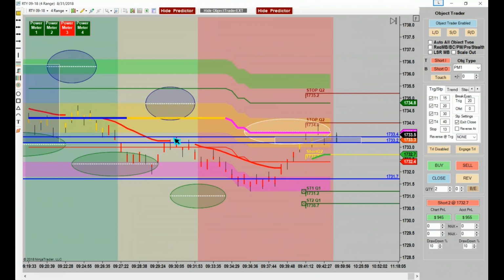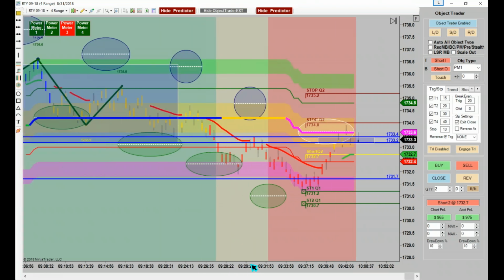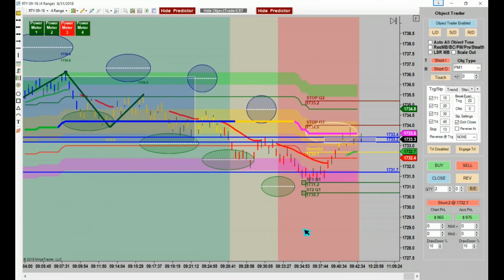Okay, notice how it touched my line, but it didn't take it out. Now, that's a good way to actually use this little tool. Now, keep in mind, we're red right now because I got in a little bit early, simply because I was looking at a lower high. And when it rolled over here, I went ahead and grabbed it. Okay, but let's just see if we can stay in the trade.